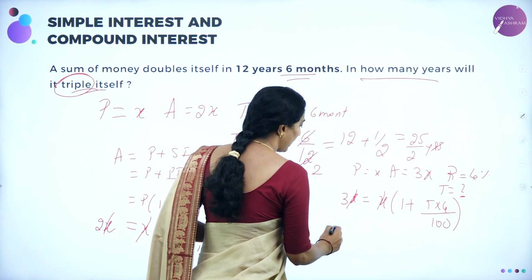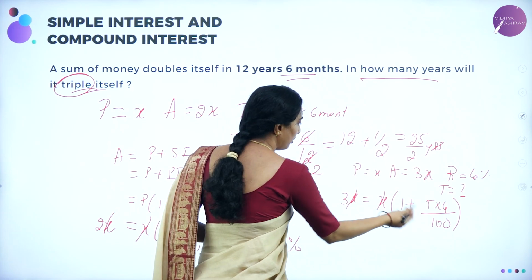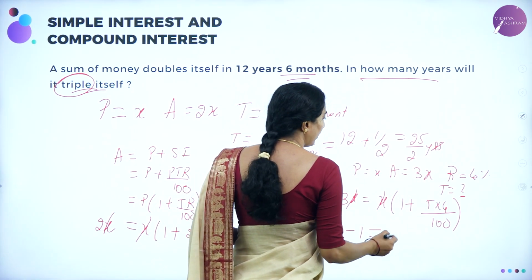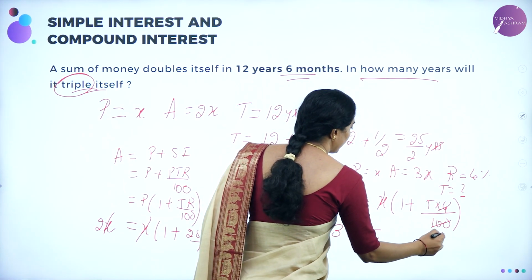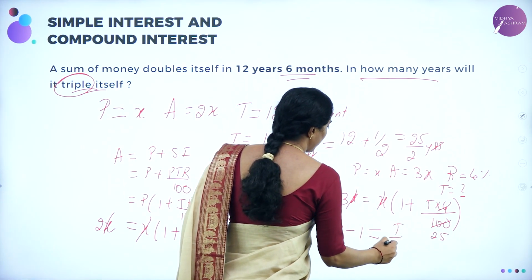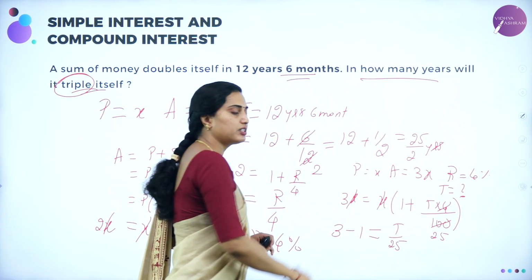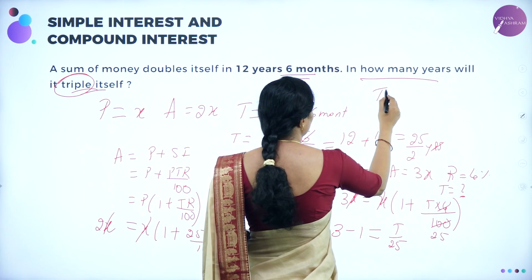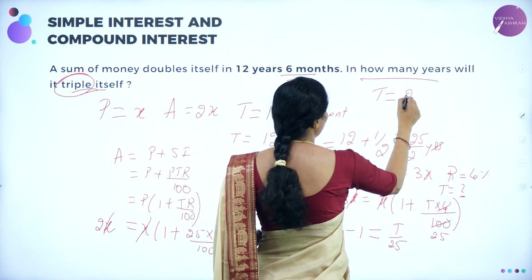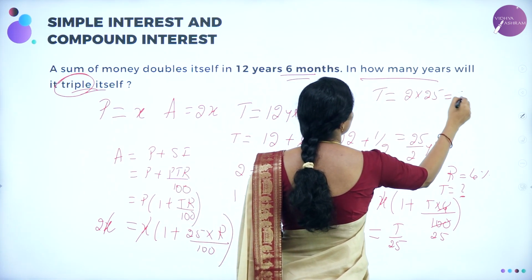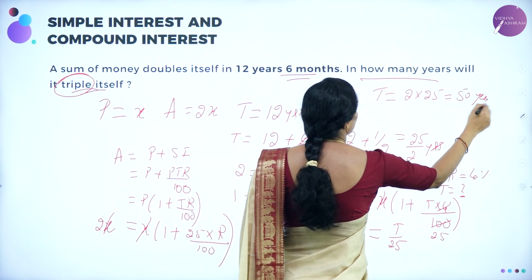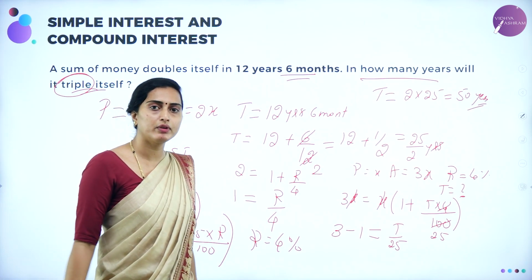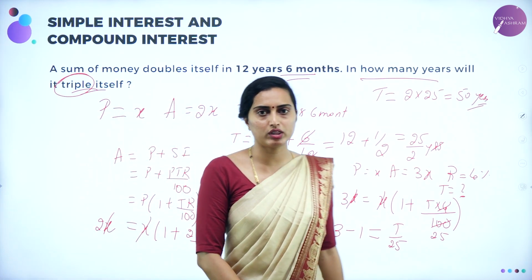So x and x will get cancelled. 3 minus 1 will be equal to 4 25s are, so T divided by 25. Correct? Now 3 minus 1 is nothing but 2. So 25 2s are, you are going to have T is equal to 2 into 25, which is equal to 50 years. That is your answer. Got? Okay, I think you understood this step. We'll move on to the next question, what they have asked.